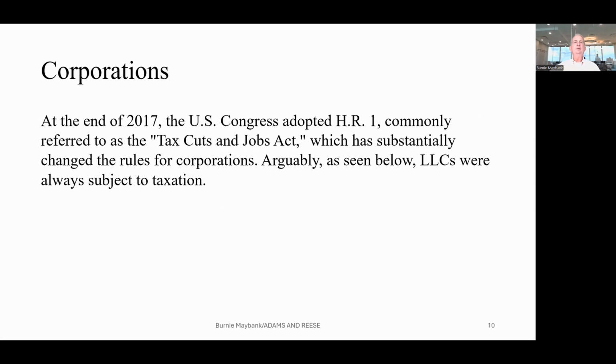So at the end of 2017, the US Congress adopted H.R. 1, commonly referred to as the Tax Cuts and Jobs Act, which substantially changed the rules for corporations. Arguably, LLCs were always subject to taxation on the receipt of incentives, which we'll get into in a minute. But it greatly changed the rules for corporations. And as I've indicated, the reason Congress adopted this particular provision was to try to minimize the revenue impact of the Tax Cuts and Jobs Act.